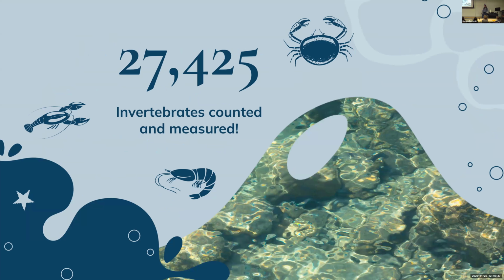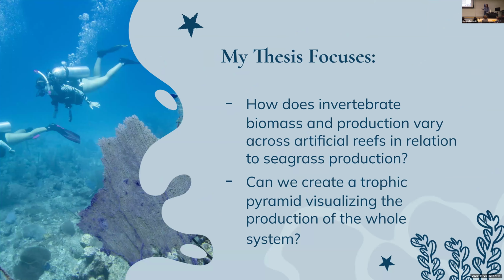So overall, we counted and then measured over 27,000 invertebrates, which was a lot. It took us a long time. Finally finished that. After we counted them, we also freeze-dried them, weighed them, incinerated them, and weighed them again, every single one of them, in order to get biomass and then therefore get production levels. So it took us a while. I'm glad we're finally done with that.